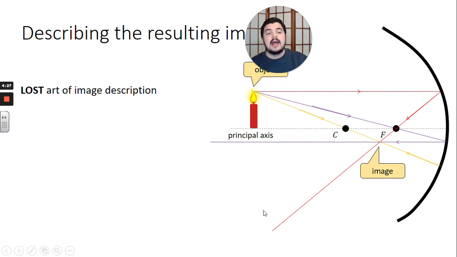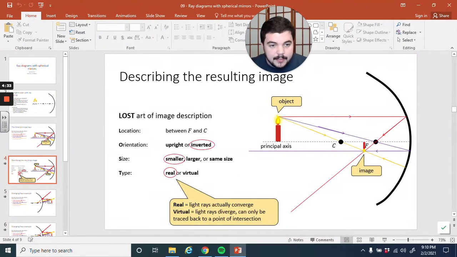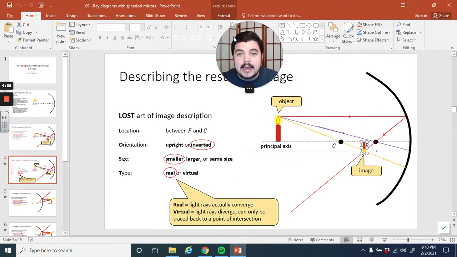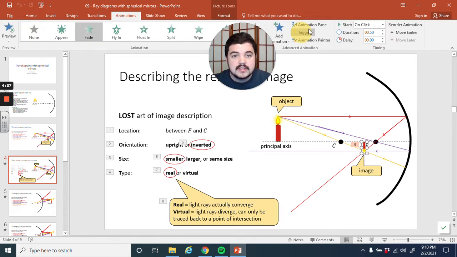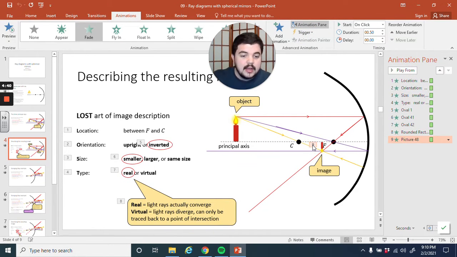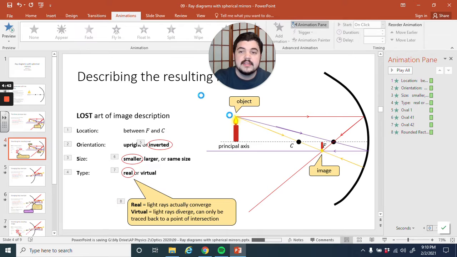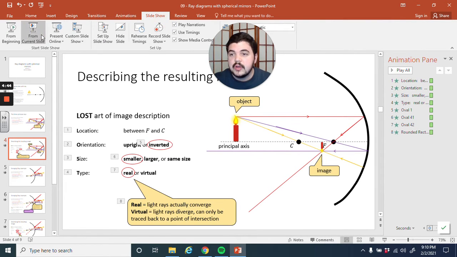So let's talk about how to describe that image. And the candle should be here. I guess it's faded out. But imagine, actually, let's go ahead and put that back in. Don't mind me. Animations, animation pane. I don't want you appearing like that. Save slideshow from current slide.